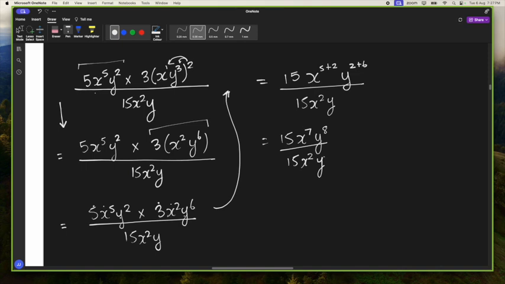So I can see here now that this 15 cancels with this 15. So the 15s are gone. 2 of these x's are going to cancel with 2 of these, so I'll have x to the power of 5 up here. 1 of these y's is going to cancel with 1 of these, so I'll have y to the power of 7 here. So everything cancels in the denominator, and all I have left is x to the power of 5, y to the power of 7. And that is as simple as you could get that.